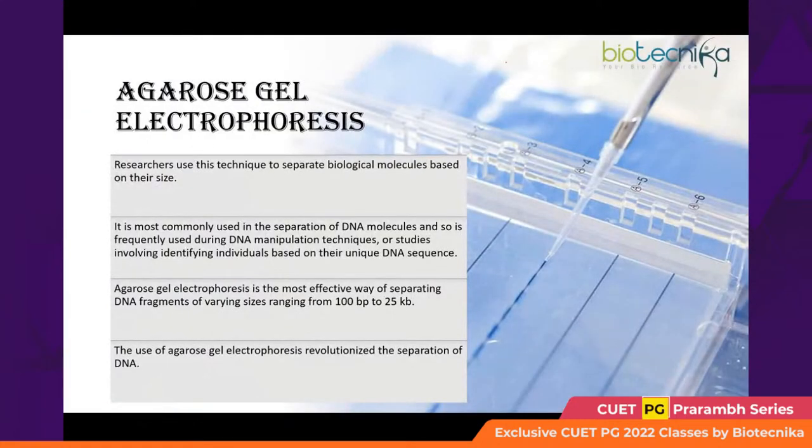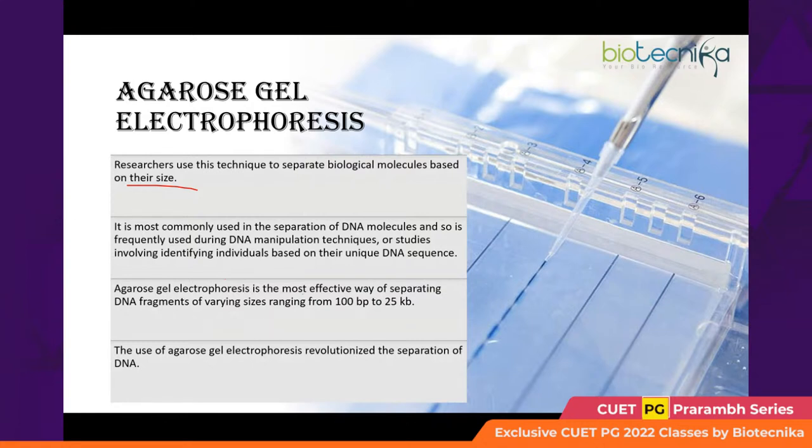All right, let's start. So the very first technique that we are going to talk about is electrophoresis. Now, electrophoresis can be of two types, agarose gel electrophoresis and polyacrylamide gel electrophoresis. We will talk about each of them one by one, starting with agarose gel electrophoresis. Researchers use this technique to separate biological molecules based on their size. It is most commonly used in the separation of DNA molecules. So it is frequently used during DNA manipulation techniques or studies involving identifying individuals based on their unique DNA sequences.